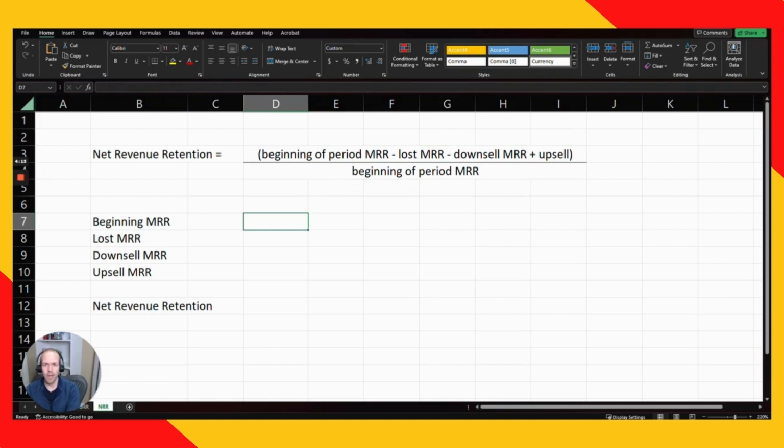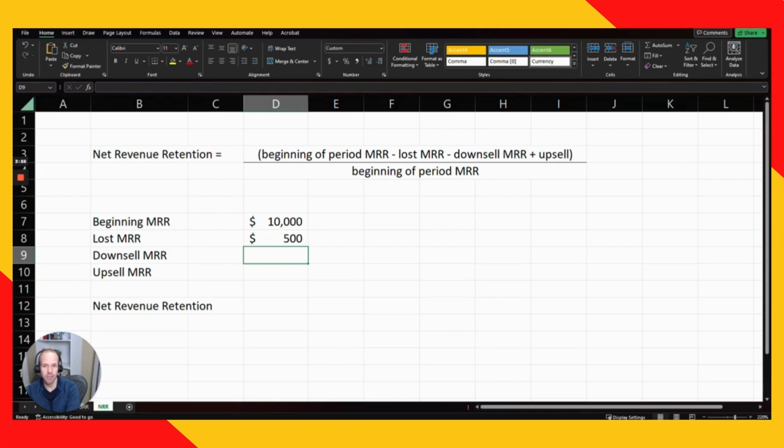So beginning of period MRR, let's say it's $10,000. Your lost MRR, you lose $500. This is customers that actually churned or terminated using your software. Downsell MRR is where a customer used to take $1,000 a month. Now they take $500 a month.